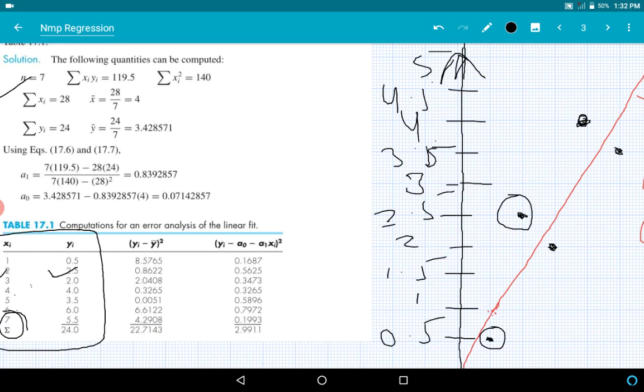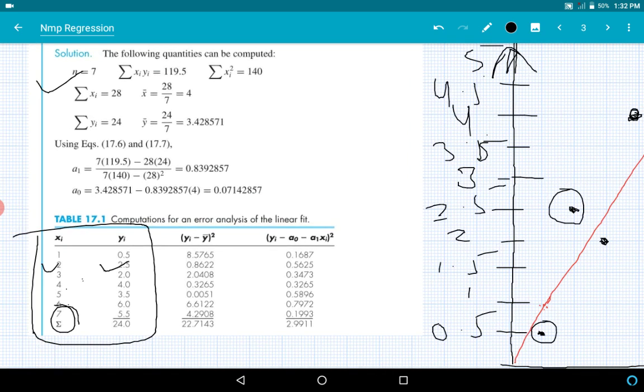Summation of xi is nothing but the addition of all the x coordinates. So if you add everything up, that means if you add 1 plus 2 plus 3 plus 4 plus 5 plus 6 plus 7, what will be the answer here? It will be 28. So summation of xi is 28.